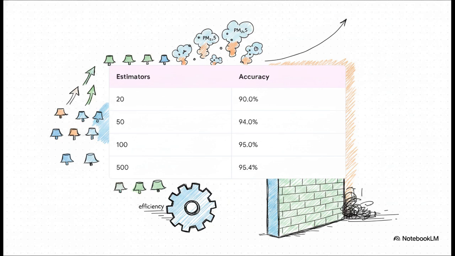But look at what happens when we crank it all the way to 500 estimators. We hit a massive wall. Computation time literally explodes for a tiny, almost unnoticeable 0.4% gain. So the goal here isn't just throwing as many estimators as possible at the problem. It's about finding exactly as many as necessary to strike that perfect balance between accuracy and efficiency.